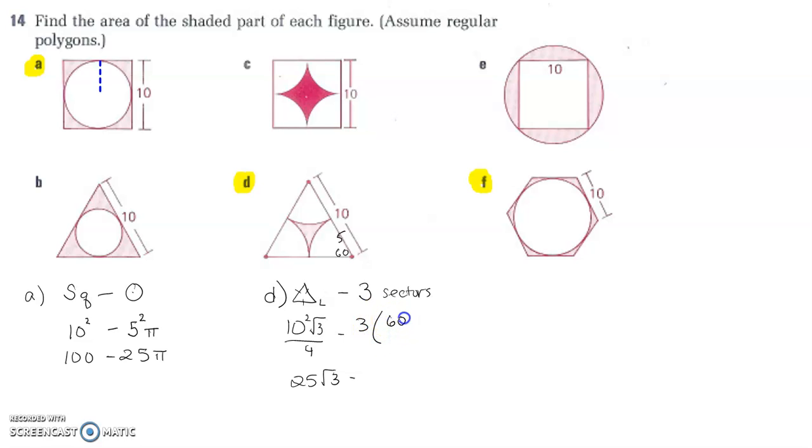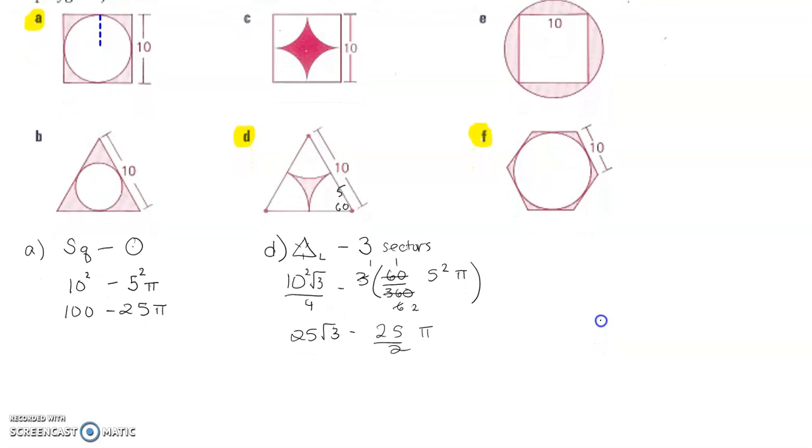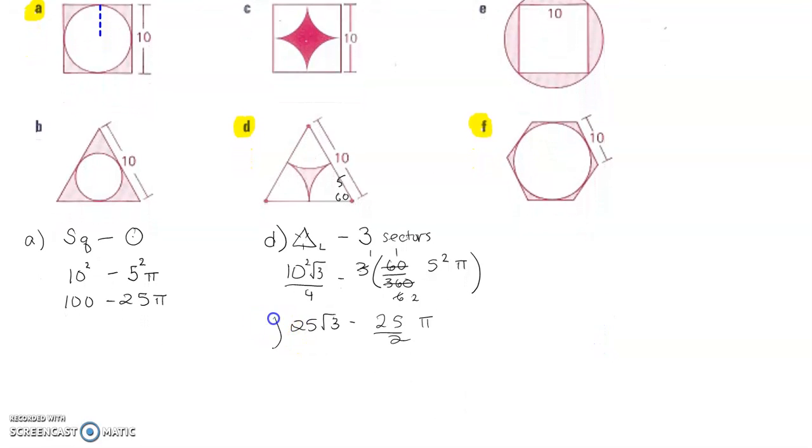And those are each 60 over 360 degrees, which is 1/6. And then the radius is 5. So the area is 5 squared pi. So 3/6 reduces to 1/2. That's going to be 25 over 2 times pi. It would be nice if we put those with a common denominator, which means we have to multiply this by 2 over 2. So we have 50 root 3 minus 25 pi all over 2.